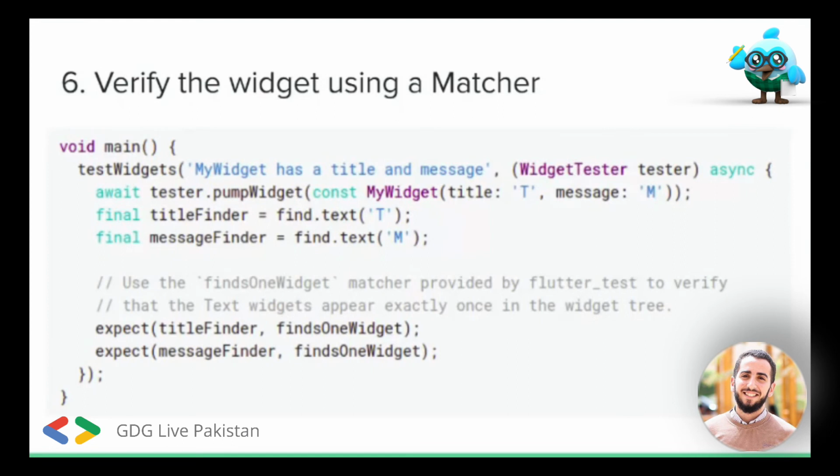So we expect the title Finder to equal findsOneWidget. That means this title exists and the Matcher found it. There are, of course, a lot of additional Matchers like findsNothing, findsWidgets, and so on. You can find them in detail in the documentation.